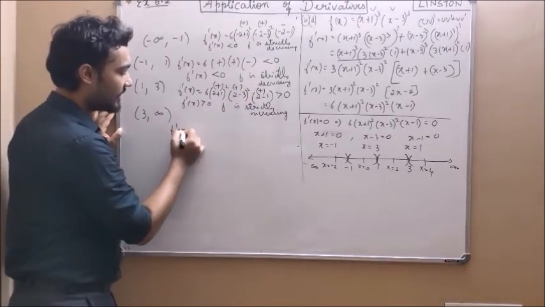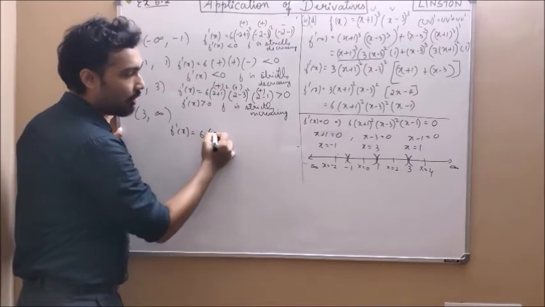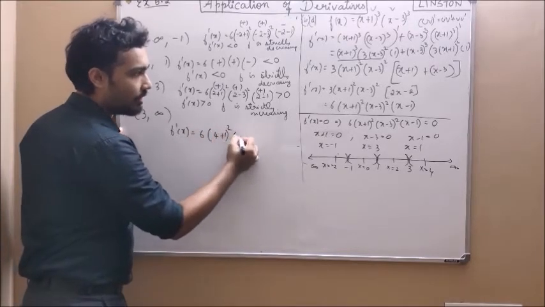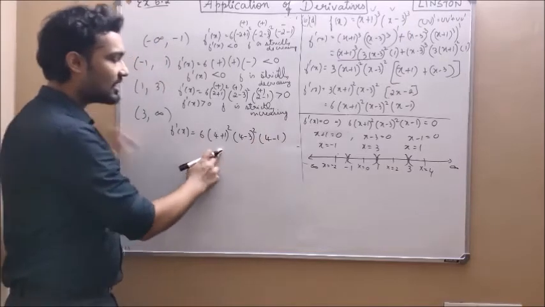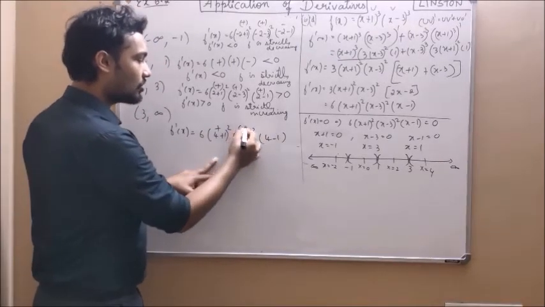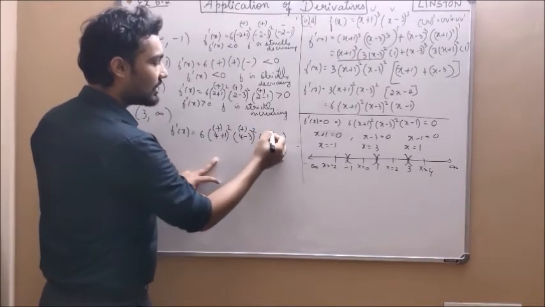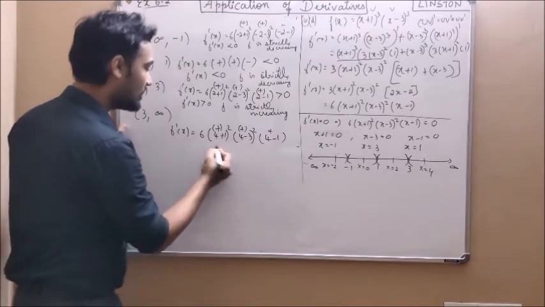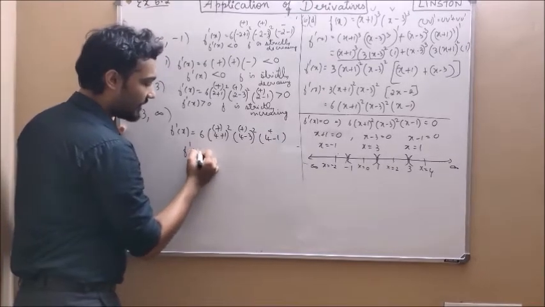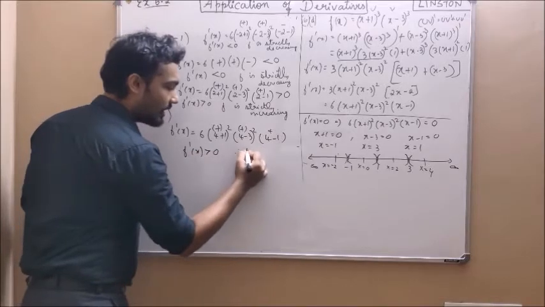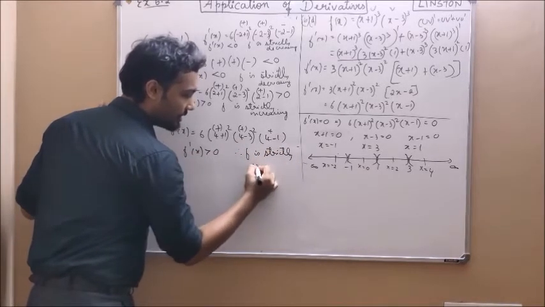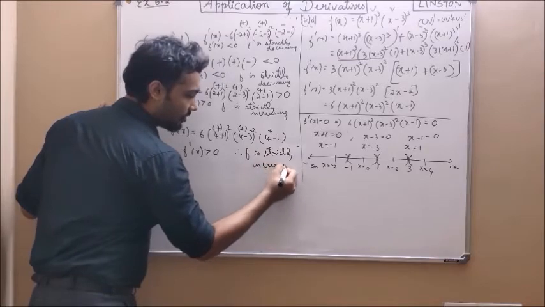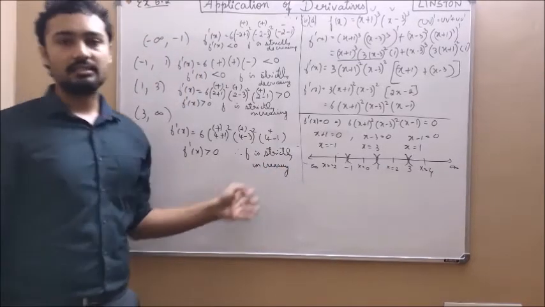So what becomes f dash of x? F dash of x equal to 6 into (4 plus 1) the whole square, (4 minus 3) the whole square, (4 minus 1). So this is positive, square so positive, square so positive. 4 minus 1 is 3, which is also positive. So this is positive. So f dash of x is greater than 0. Therefore f is strictly increasing.